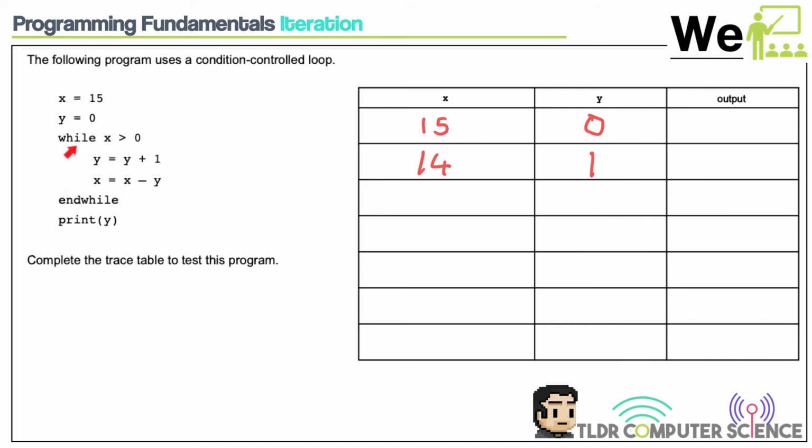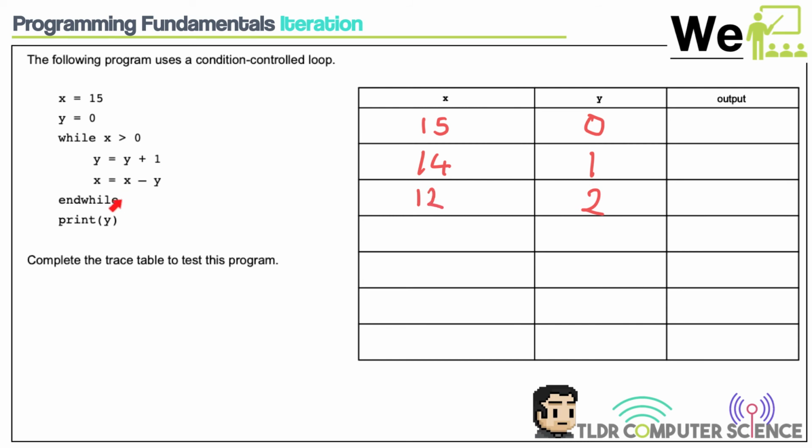We then come around. While x is greater than 0, is 14 bigger than 0? Yes, it is. So we'll keep on going. y equals y plus 1, so y becomes 2. Here, this is sort of a place where you can go wrong sometimes. x equals x minus y. You might be like, it's 14 take away 1. Now remember, you have to use the most updated version of y, which is 2. So 14 take away 2 means that we have 12.